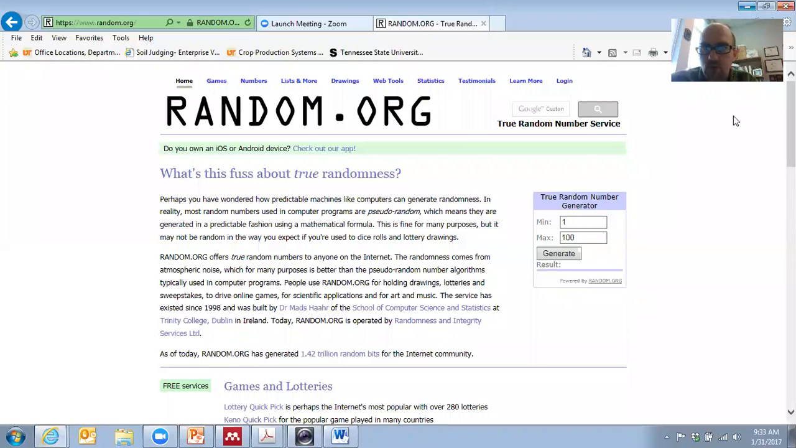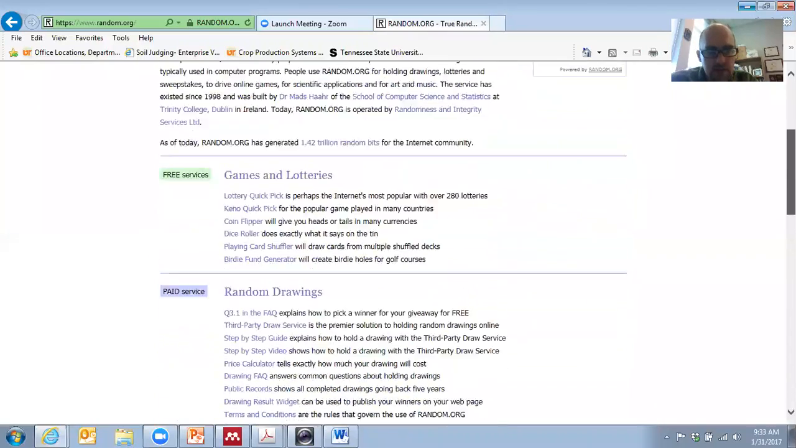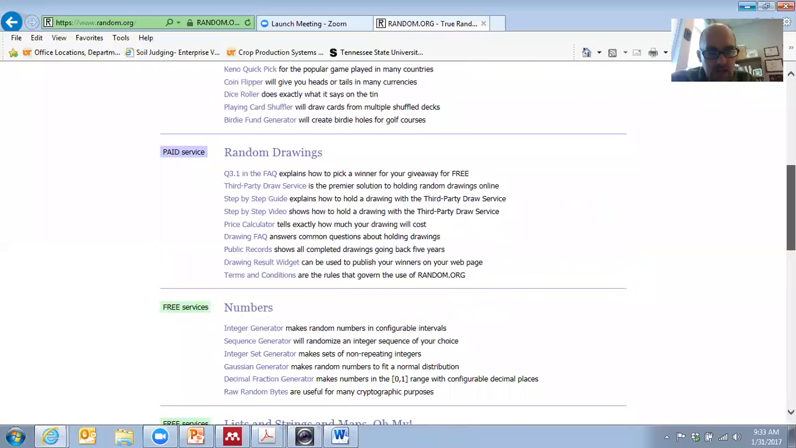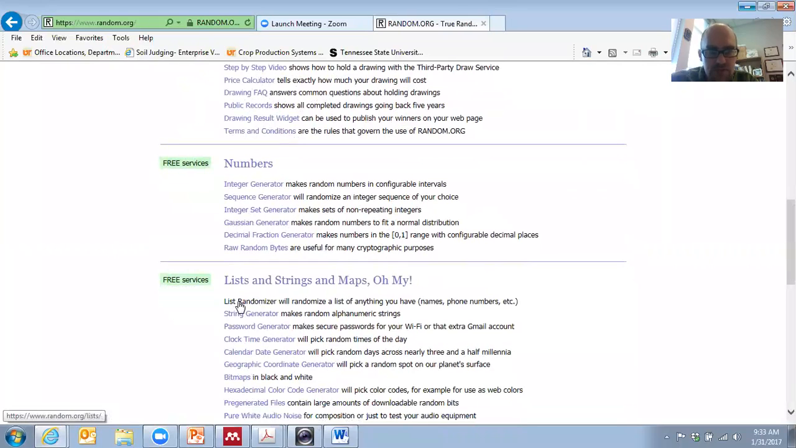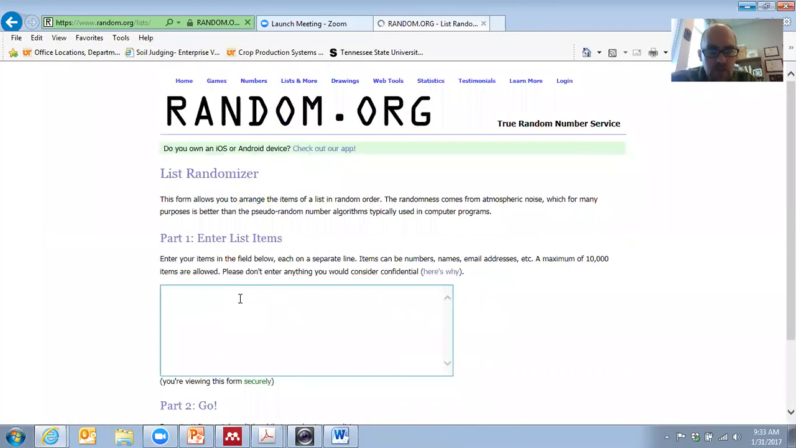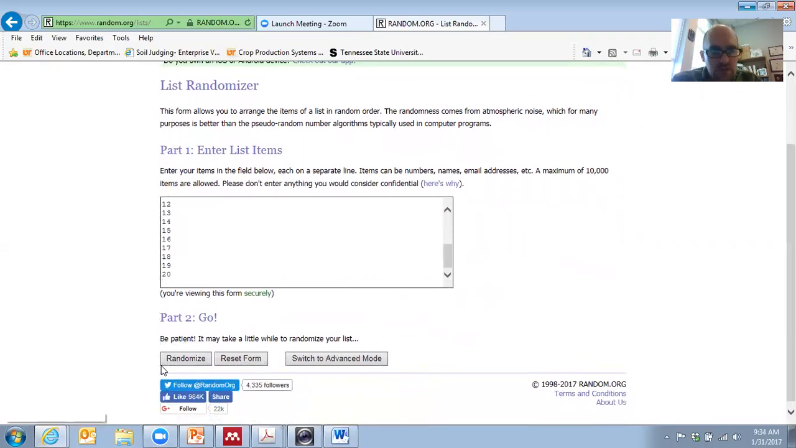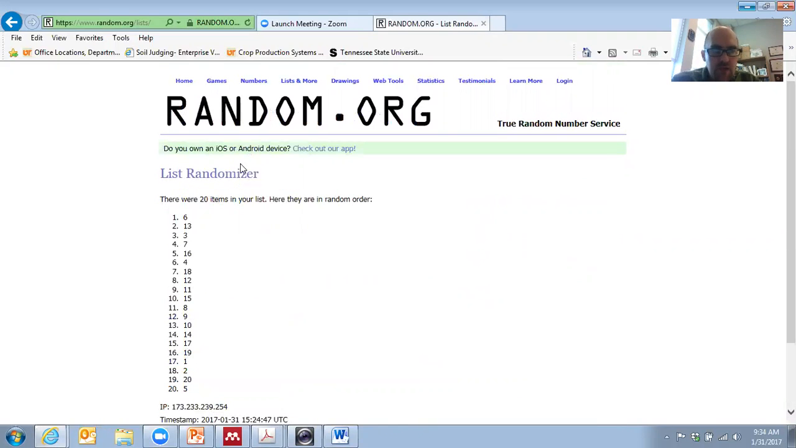Okay, so this is random.org, and if you look down the page, you'll find a section called List Randomizer. So this is the List Randomizer. Okay, so like I said, we've got 20 treatments, so we'll just make a list of the 20 treatments. Okay, so they're all listed here, and then all we say is randomize, and then there they are.